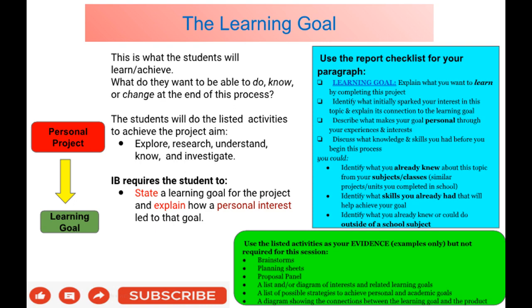You could identify what you already knew about this topic from your subjects or classes, and similar projects or units you completed in school. Identify what skills you already had that will help achieve your goal. Identify what you already knew or could do outside of a school subject. Use the listed activities as your evidence, examples only, but not required for this session.